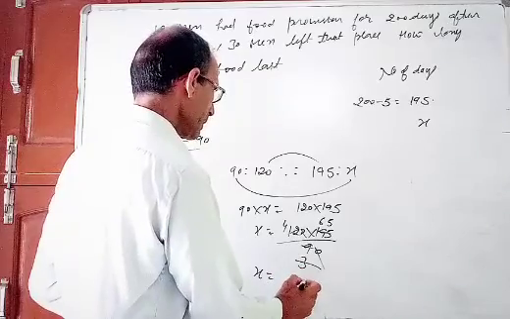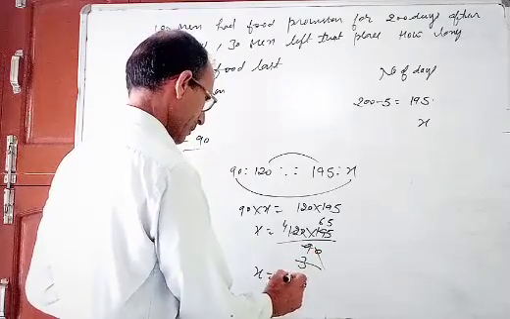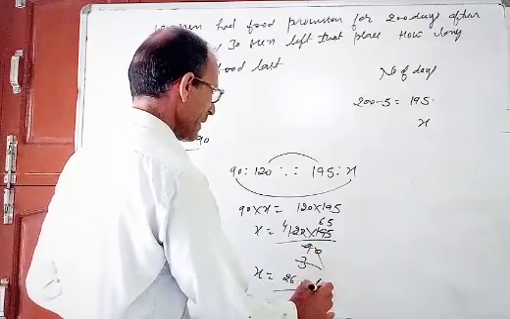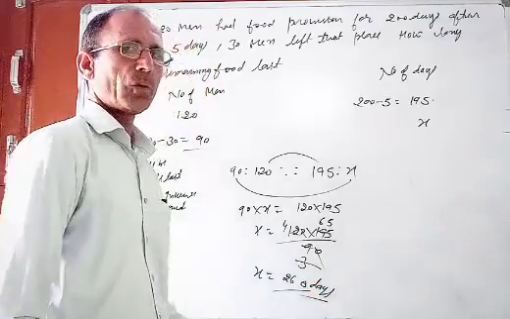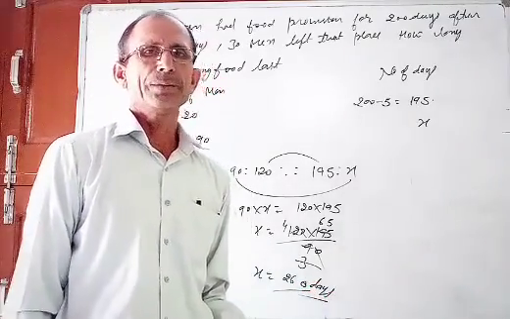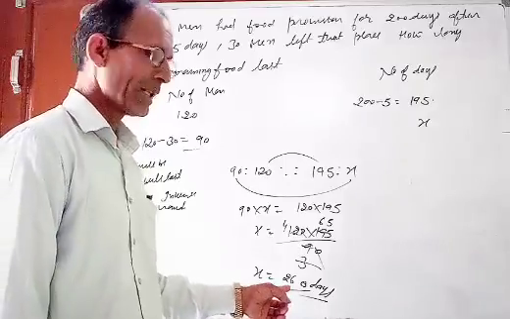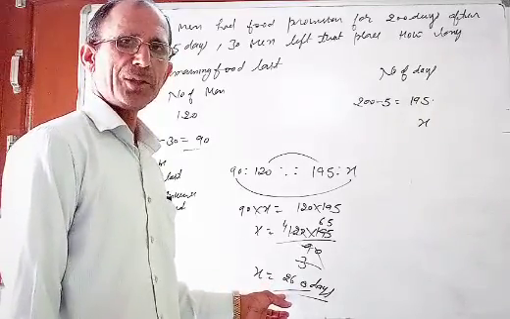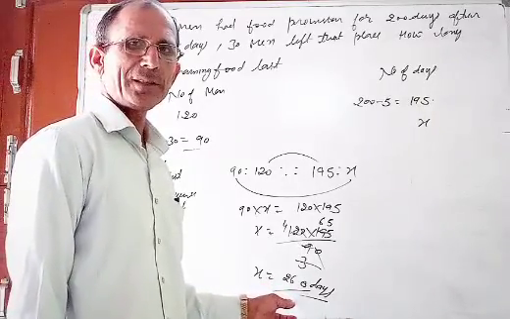X is equal to 260 days. For the remaining men, food is enough for 260 days. Have you understood? Any doubt, any confusion?